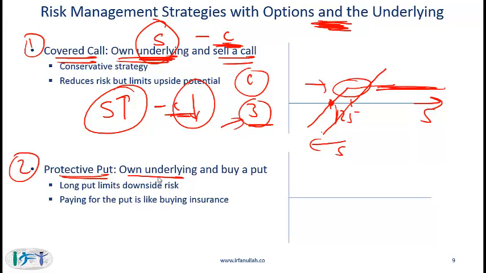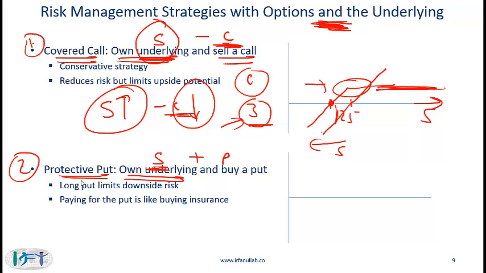Here again, you own the underlying. So what is common between 1 and 2 is in both cases you own the underlying. Again, we'll assume that it's a stock. And here you buy a put option.